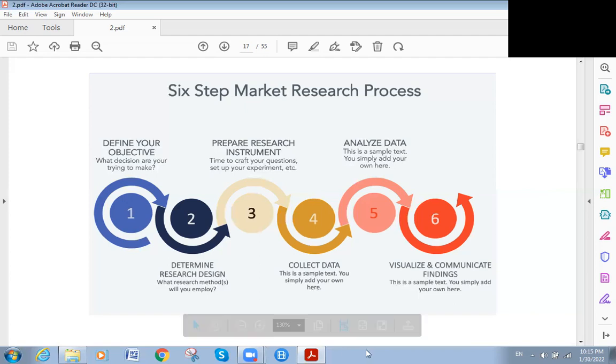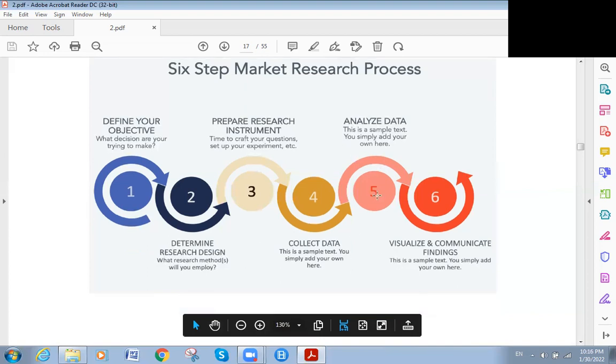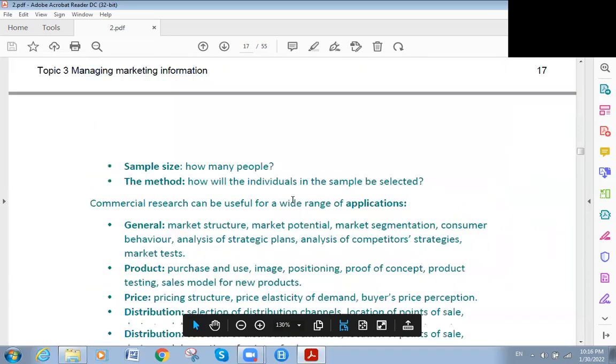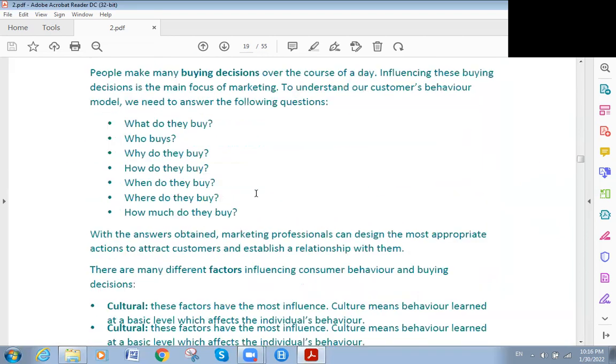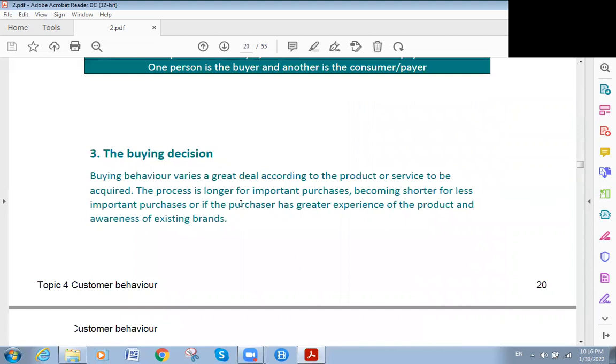Then the last one is visualize and communicate findings. This is a sample text. You simply add your own here. So those are the research steps.